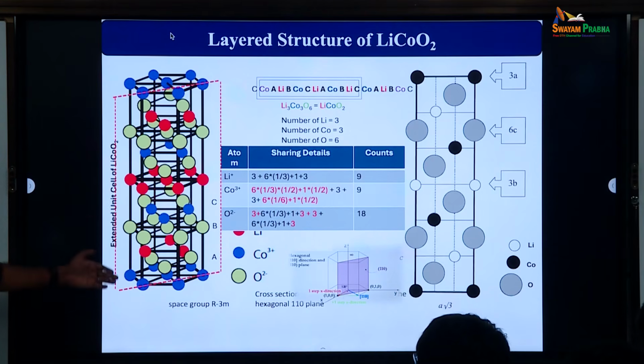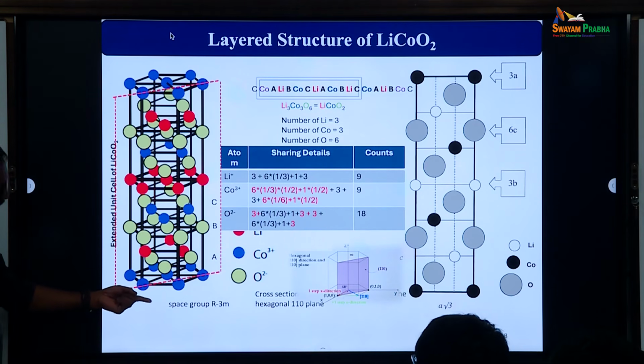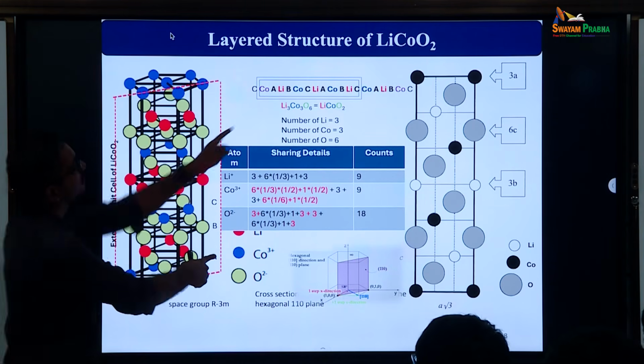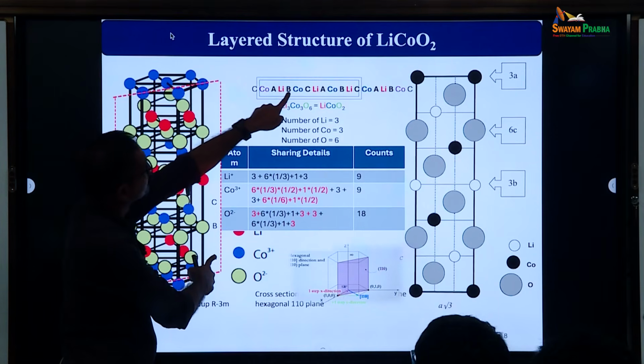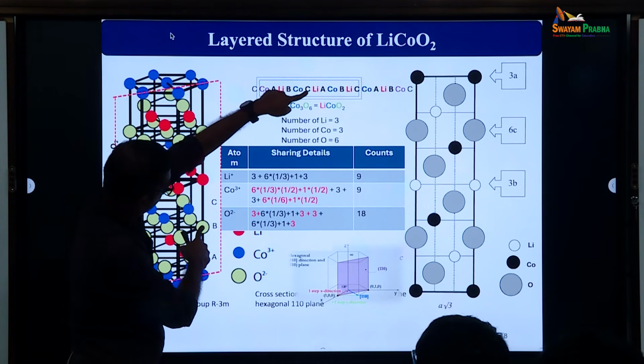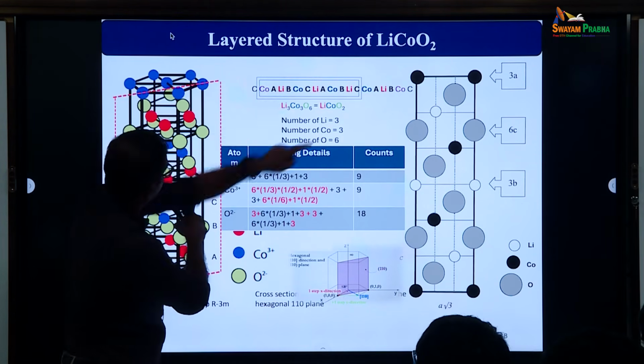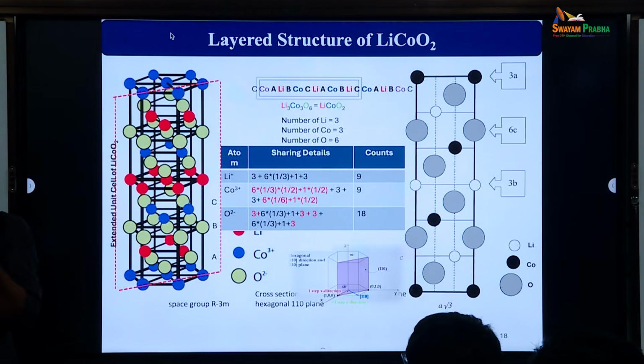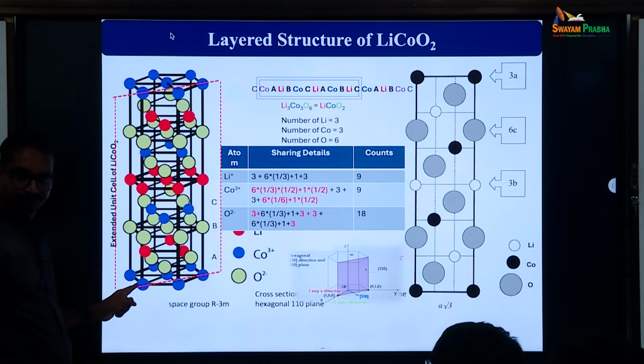And that is this dimension. I start with the cobalt. This was a C layer here, and this was my A layer, which is here, and this is a B layer, which is here, C layer, which is here, A layer, which is here. Okay, it goes on like that.